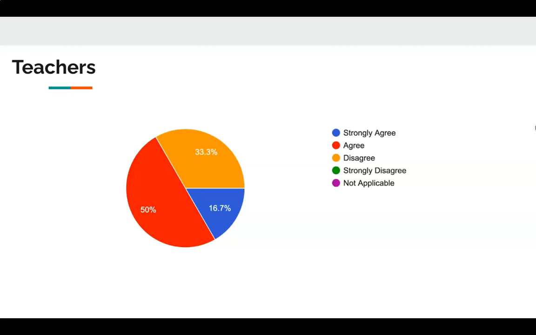So we have 16.7% saying they strongly agree that the curriculum is something they're satisfied with. 50% said they agree, but then we do see this 33.3% saying that there is not a complete satisfaction with the curriculum. So that was definitely something to take note of through the survey.